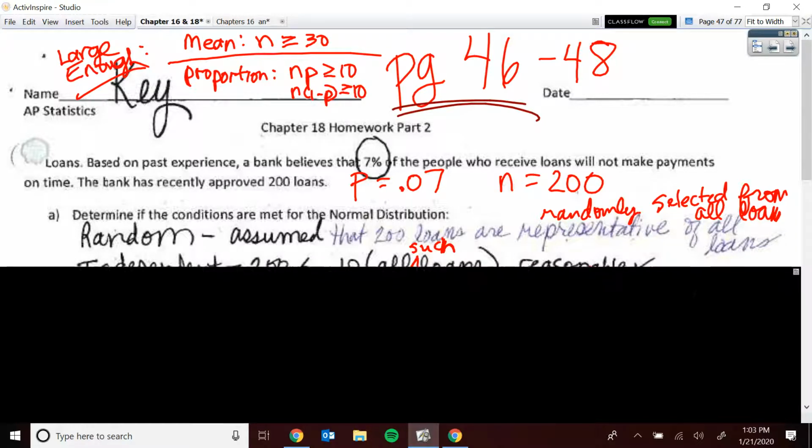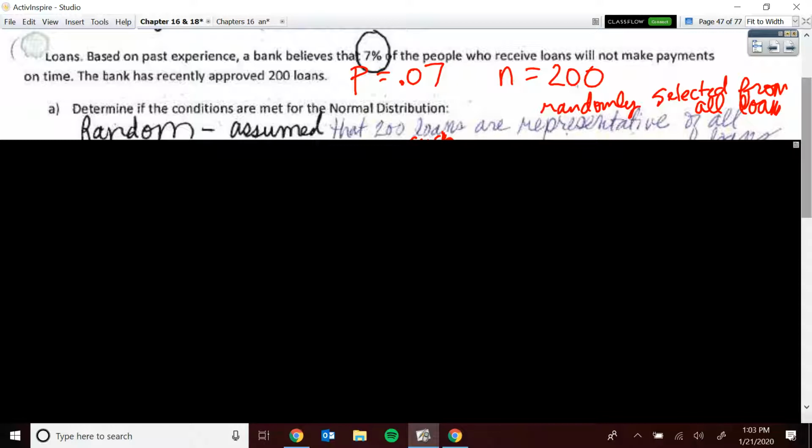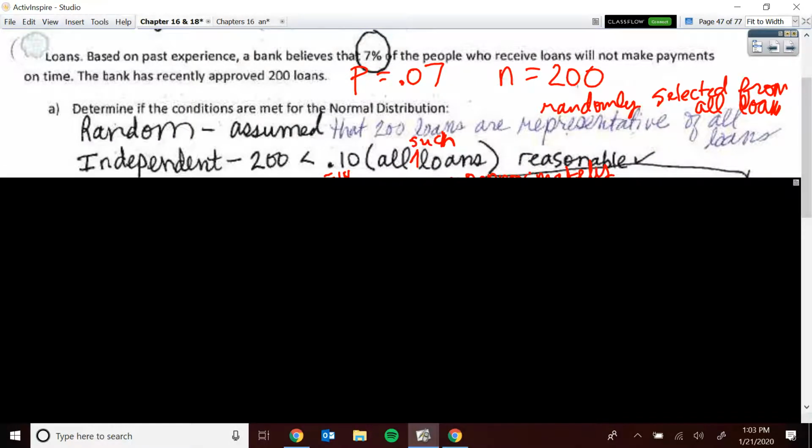Independent. I'll sing you the song as we go along because that might help. So random, stated or assumed to represent the population. Independent, n is less than 10% of the population. So here's my independent: 200 loans are less than 10% of all such loans.